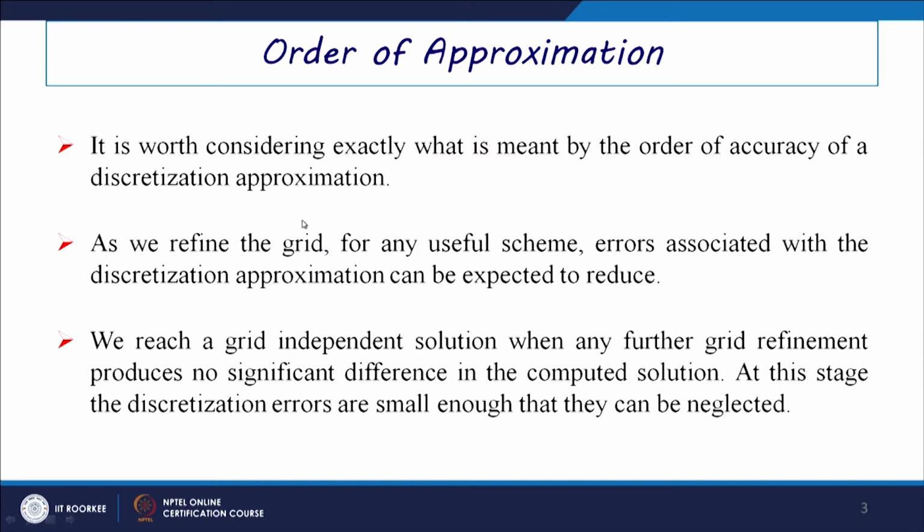This means that as we refine the grid for any useful scheme, errors associated with the discretization approximation can be expected to reduce. Further, we reach a grid independent solution. If we consider different grid sizes, first h, then h by 2, then h by 4, then h by 8, whenever we reduce the size of the grid length, at some grid point we find that there will be no change in the solution. That is specially called the grid independent solution.